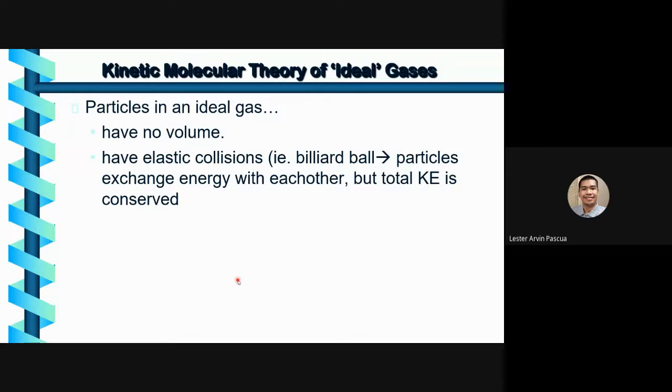So sinabi nila, okay, sige, para mas maintindihan natin paano nagpo-function yung gases, baka pwede nating isipin na model ang isang ideal gas. So, dinefine nila kung ano ba yung ideal gas. Your ideal gas has no volume. It also has elastic collisions. Ibig sabihin nun, your total kinetic energy is conserved kahit na nagtatamaan sa isa't isa yung mga particles.